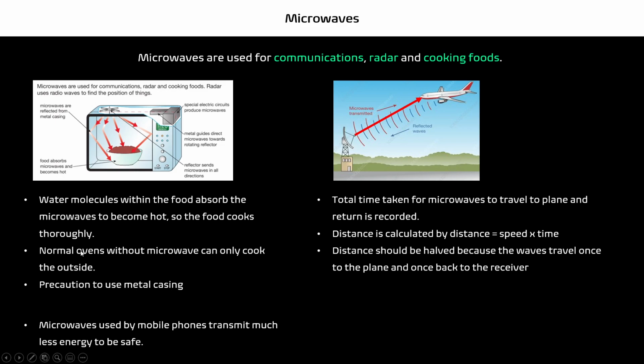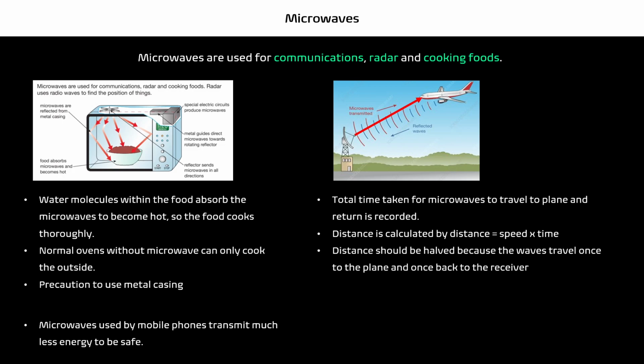Normal ovens without a microwave property can only cook the outside of your food. But one precaution to take here is to use a metal casing. Microwaves are also used in mobile phones for communication, but we will notice here that they transmit much less energy so that our brains are not cooked at all.